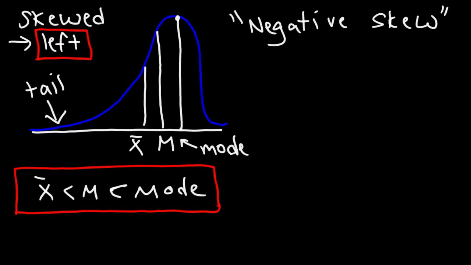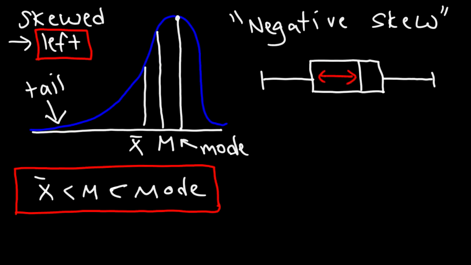Now let's talk about the box plots for this type of distribution. So let's say that the length of the whiskers are the same. The box on the left is going to be longer than the box on the right. So in this particular instance, Q2 minus Q1 will be greater than Q3 minus Q2.